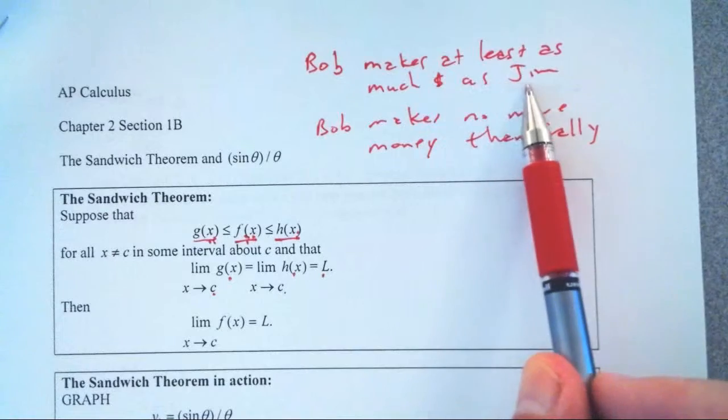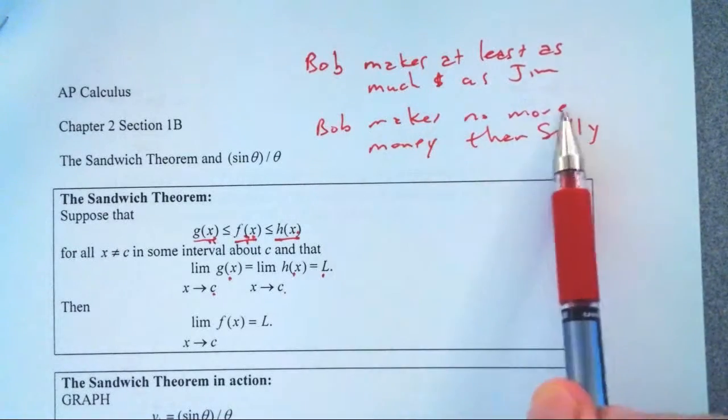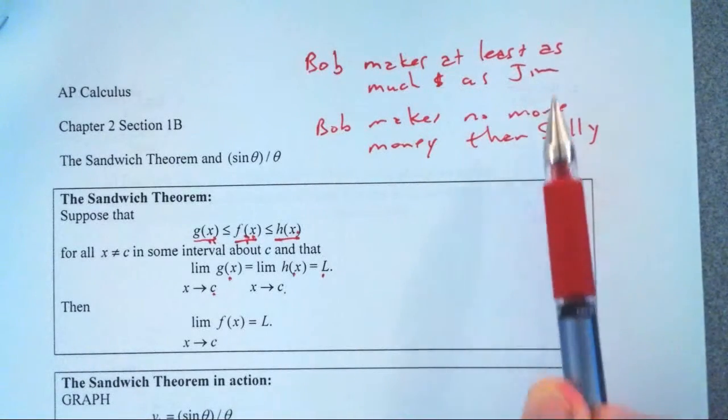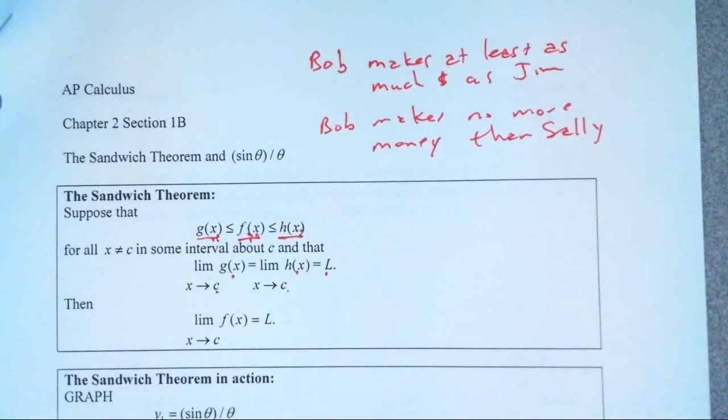Bob makes at least as much as Jim, but no more than Sally. And Jim and Sally made $125 on Tuesday. How much did Bob make on Tuesday? $125, right? There's no room between them. It's squeezed right in between there.